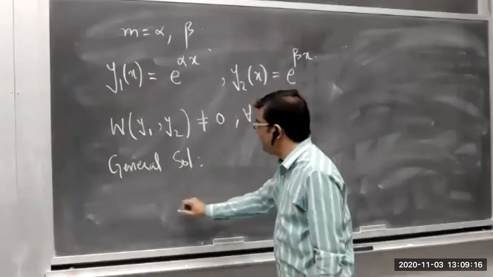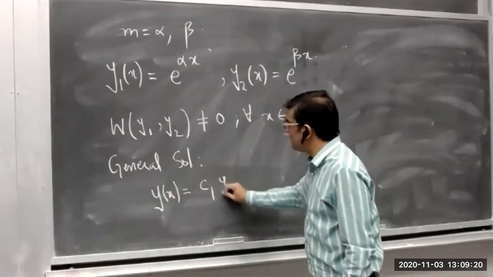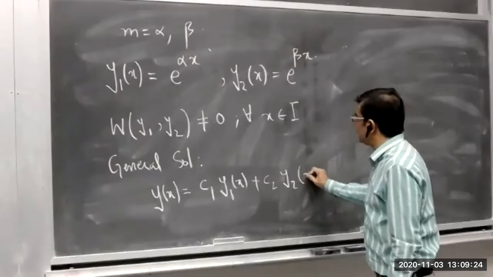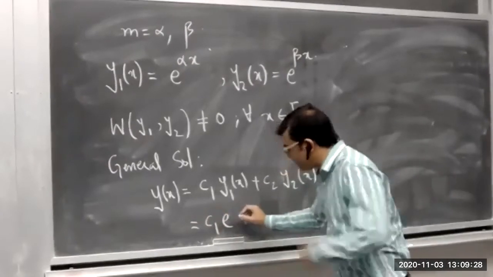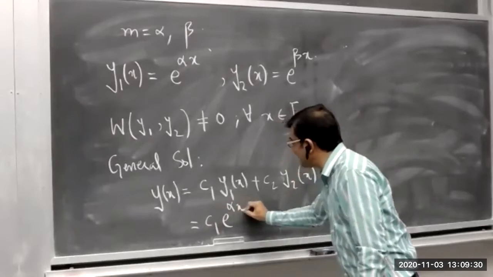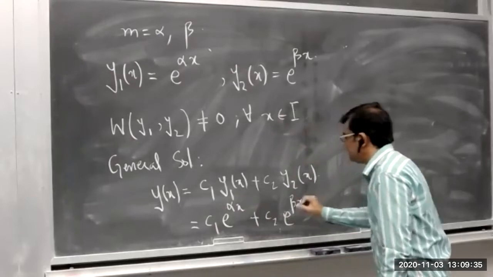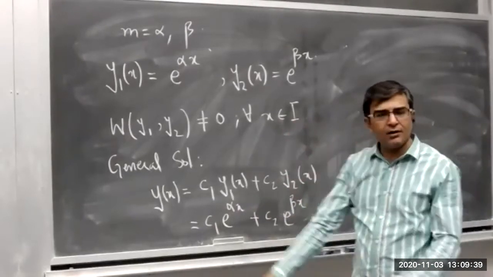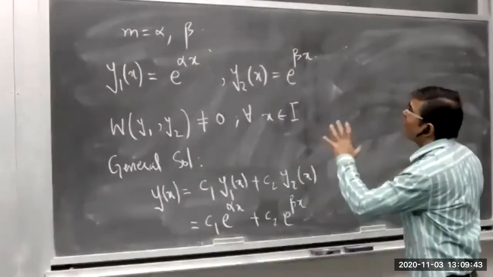The general solution will be what? y of x is C1 times y1 of x plus C2 times y2 of x. Now, what is y? It is C1 e raised to the power alpha x plus C2 e raised to the power beta x. This will be the general solution of the given differential equation. Now, it depends what the values of alpha and beta are.